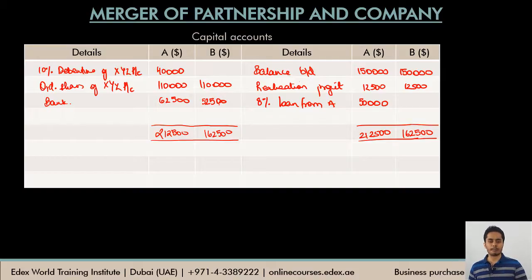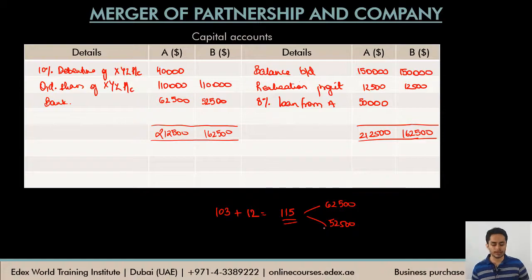Next step is to prepare a bank account, which I'm not going to do here. It's very simple. Opening balance of the firm's bank account given is 103,000. On the debit side, balance is brought down. Plus, the firm also receives 12,000 as money from XYZ PLC. So total money available will be 115,000 to the firm. Now this 115,000 is paid 62,500 to A and 52,500 to B. No complications in preparing the bank account. I'm sure you can do it on your own.